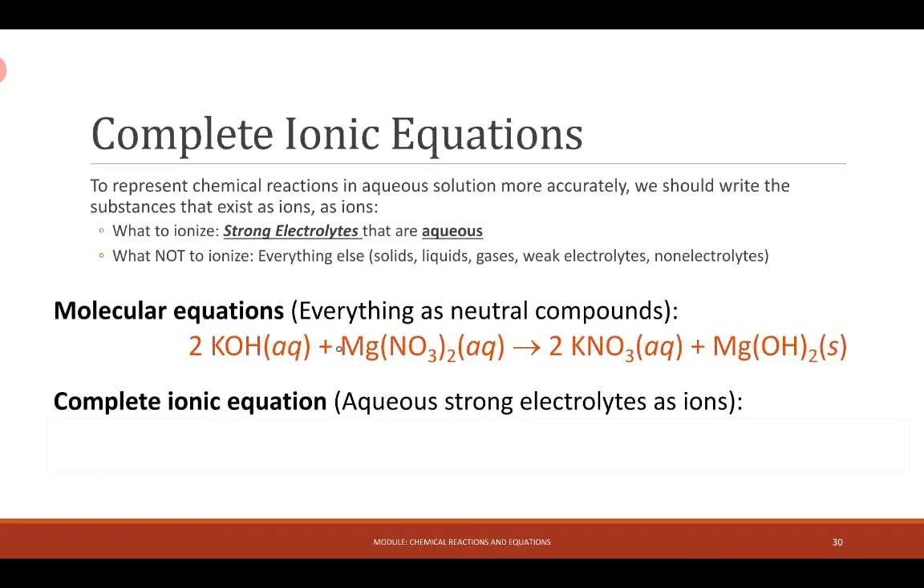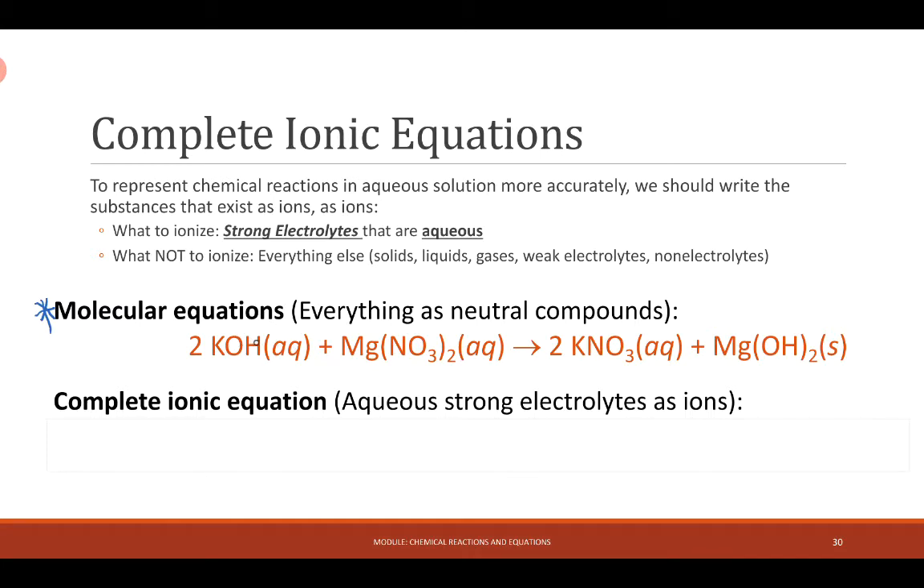Since our ionic compounds completely dissociate in solution, then it's more accurate to represent aqueous ionic compounds and other aqueous strong electrolytes as separate ions. In an earlier video, we talked about writing chemical equations where everything was neutral compounds. That's known as a molecular equation. When everything is written as neutral compounds, we call that a molecular equation, even though these things are not molecules. They are ionic compounds.